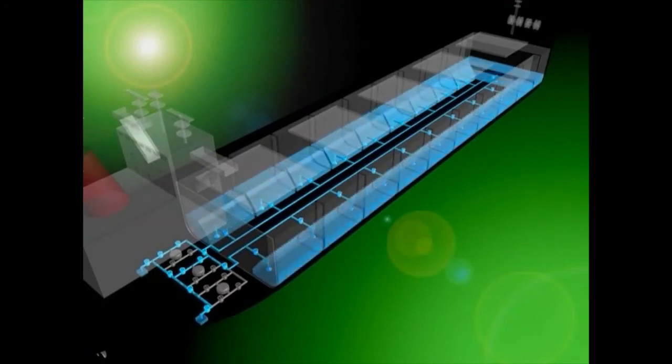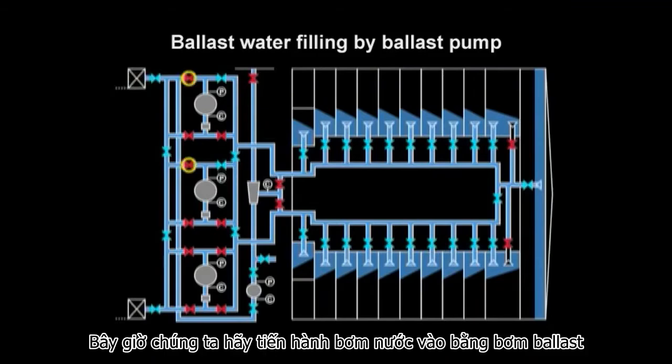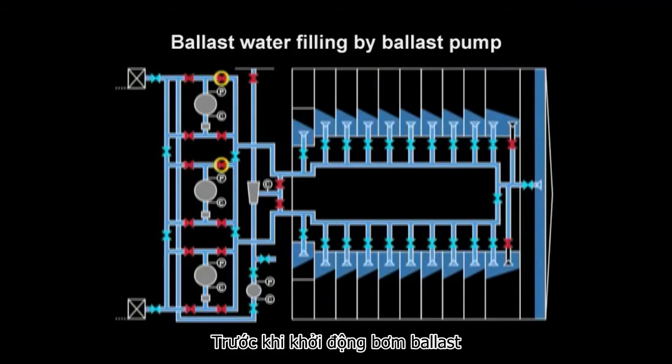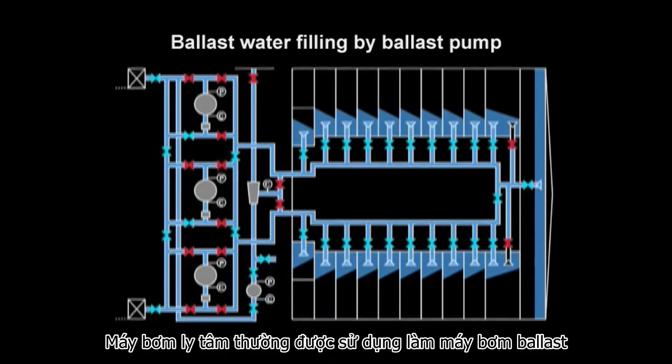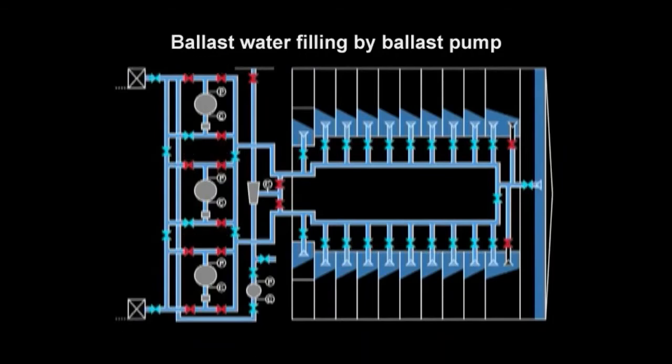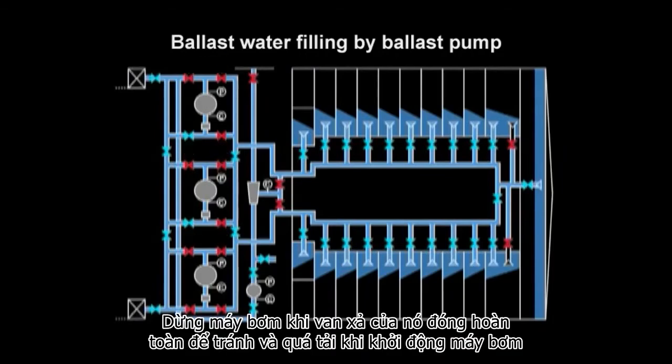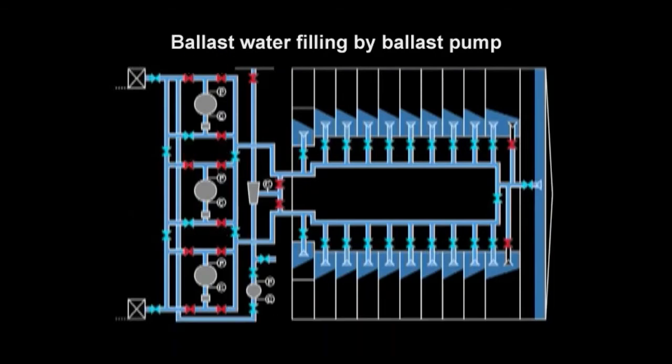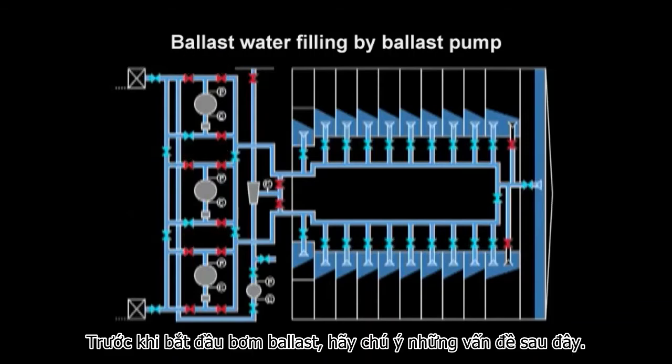After ballast filling by gravity is over, let's now proceed to filling by means of ballast pump. Before starting the ballast pump, completely close the discharge valve. Centrifugal pumps are commonly used as ballast pumps. Start the pump with its discharge valve fully closed to avoid an overload at the start of the pump and to minimize surge pressure.